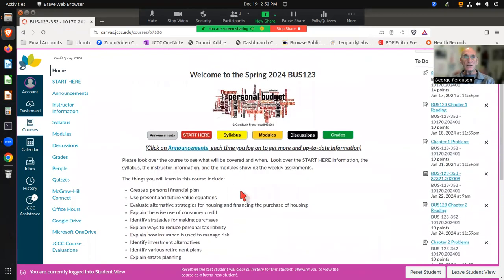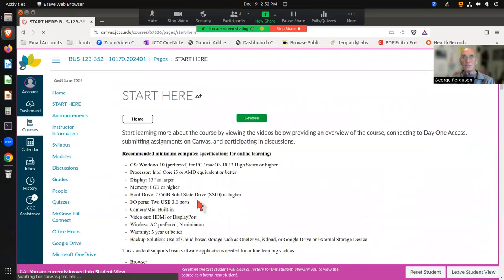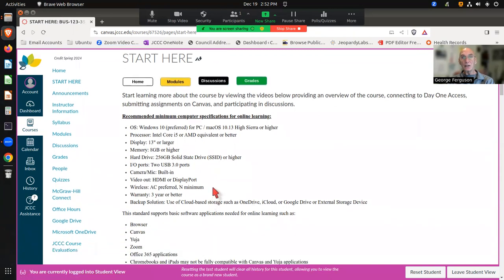Now, you'll notice that there will be announcements. The most recent announcement will be up here at the top. And you can always go to the announcements page to see the announcements that have been done in the past. You'll also see that there's a Start Here section. In the Start Here section, there's background and information as far as the computer specifications that you need in order to be successful as far as the class is concerned.